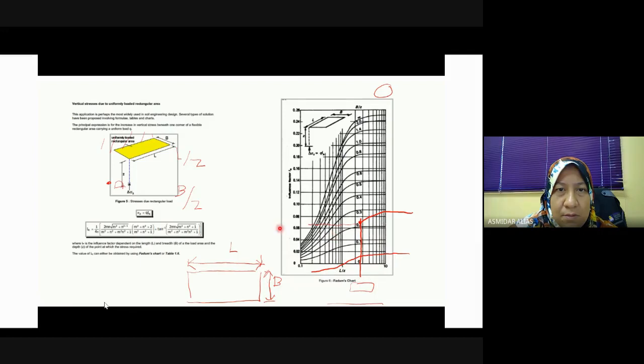The equation is here, and the real equation for influence factor is here. Of course, we will not use that long equation. We only apply the general equation, which is QIR.